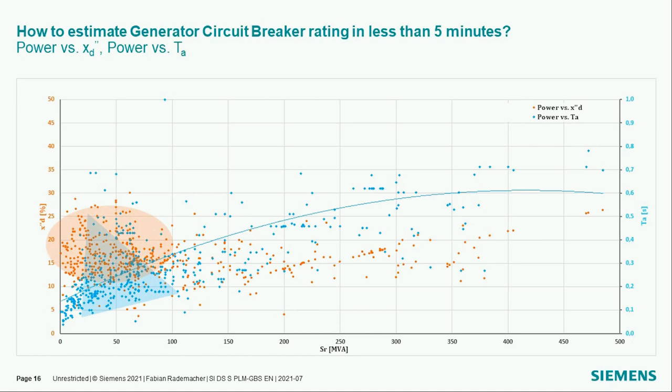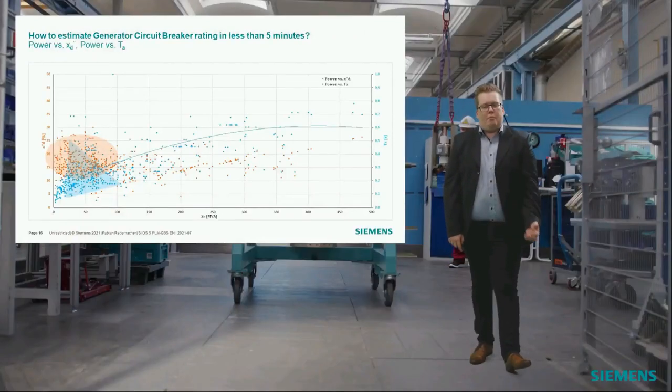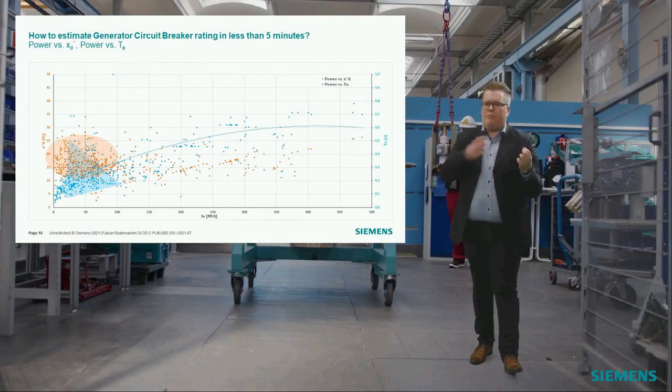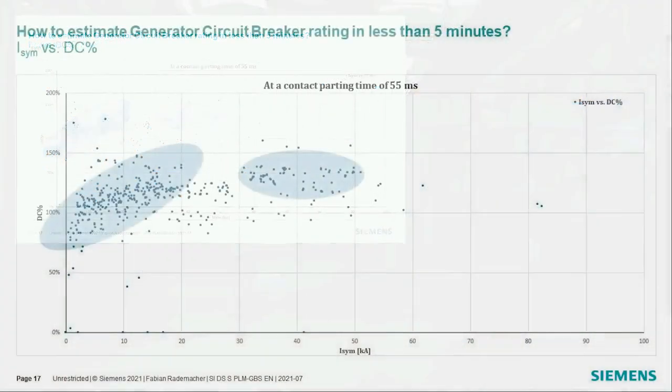And also, we have highlighted the power versus the armature time constant. The armature time constant, as I said, is mainly responsible for the arcing time. What we can see is that the armature time constant will increase with the power. Of course, this is mainly dependent on the generator manufacturing process and cannot be changed. So we cannot simply say a certain power has a smaller armature time constant, because this is fixed together.